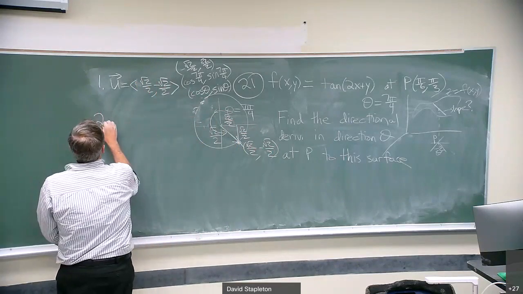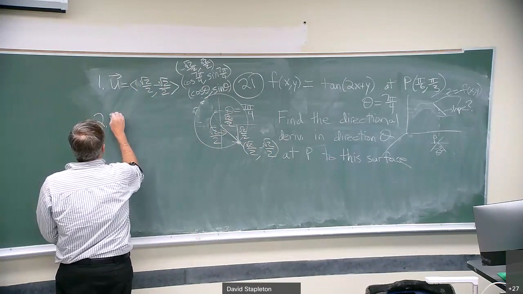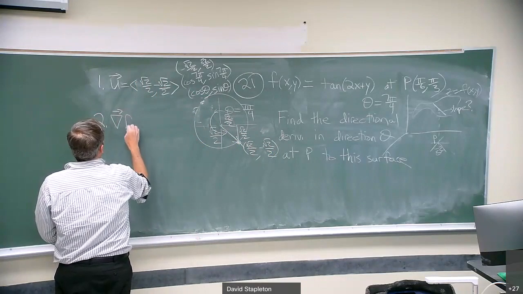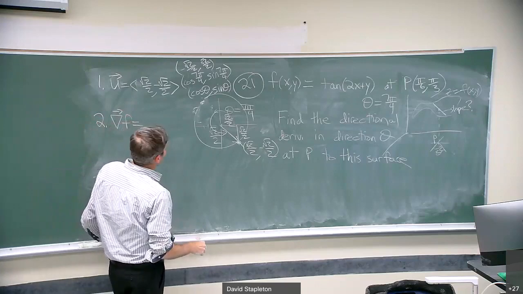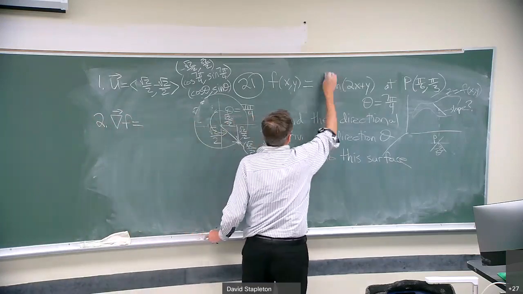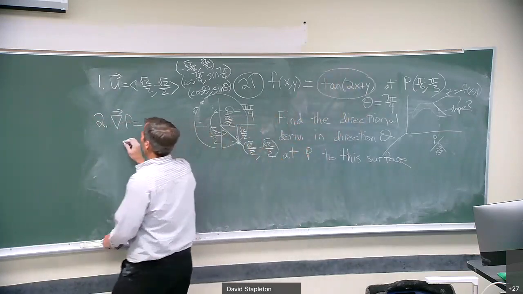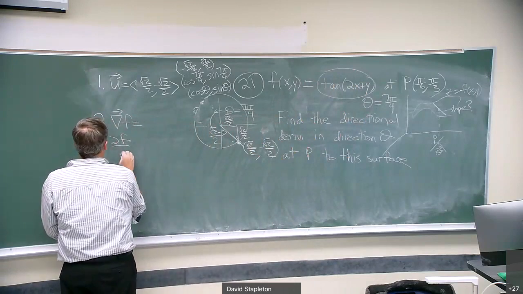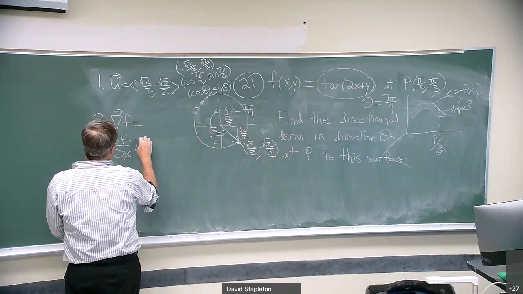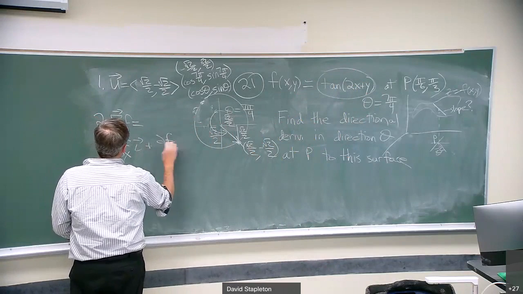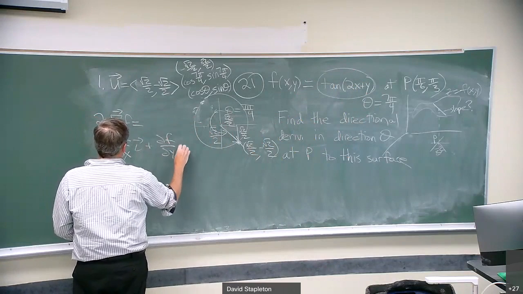Now, to compute the directional derivative, I also need the gradient, right? So I'll take the gradient of this function. That means I need the partial derivatives of this, right? The gradient is df dx i plus df dy j. It's just a vector of partial derivatives, right? In order.